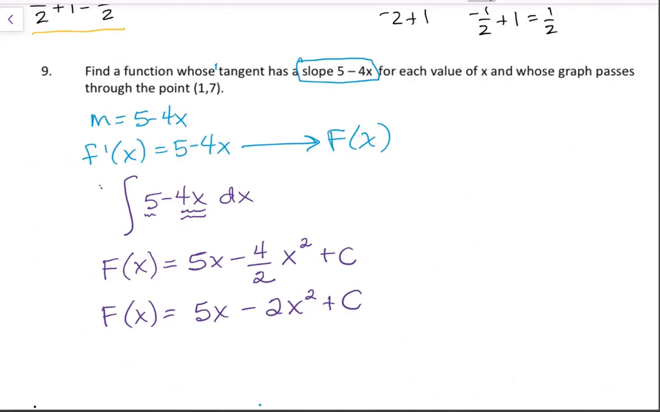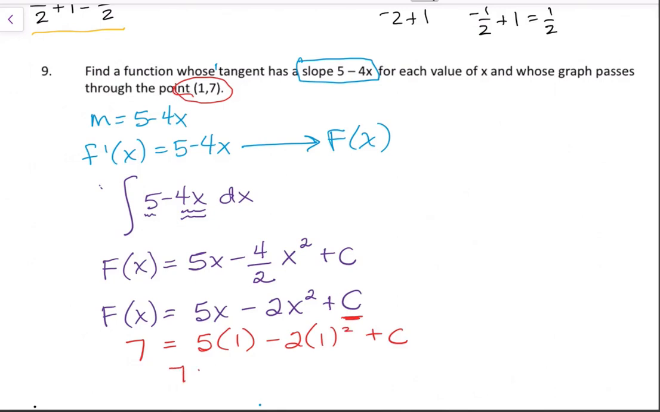Now I want to be more specific than that because I was given more specific information. I was given the fact that I'm passing through that particular point (1, 7). So that means that I have an x value and a y value that I can use to figure out a very specific constant. So now what I want to do is plug the 1 and the 7 in. So my y value is 7, my x value is 1, and that should be enough information for me to figure out that c.